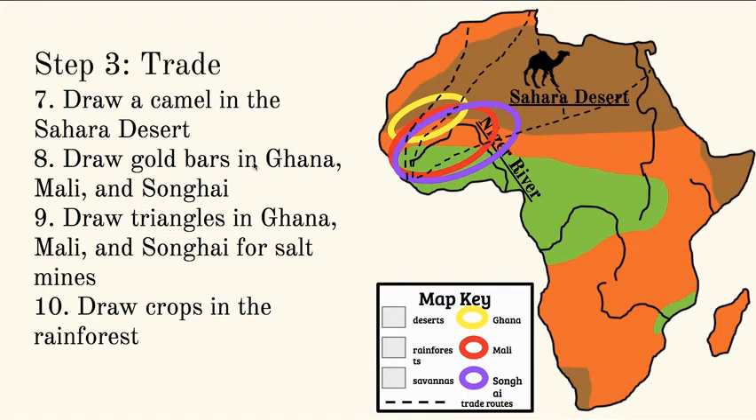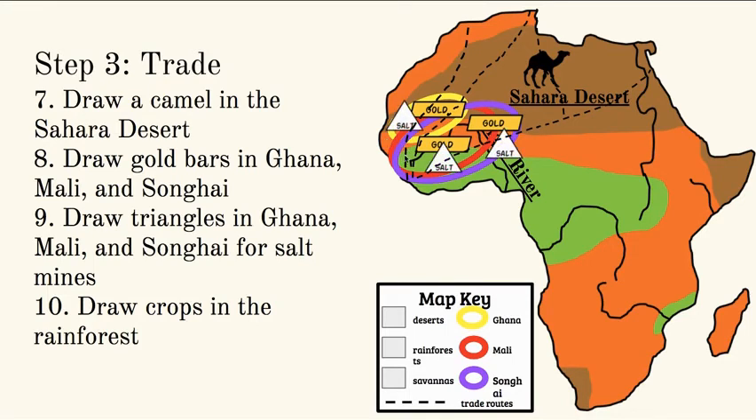The next thing you're going to click and drag are the gold bars. So Ghana, Mali, and Songhai were in a perfect location for mining gold, which made them incredibly valuable. You'll be looking at Ghana with gold and salt trade, and you'll be looking a little bit at a man named Mansa Musa, who basically was the richest man in the history of the world because of how much gold came out of this area.